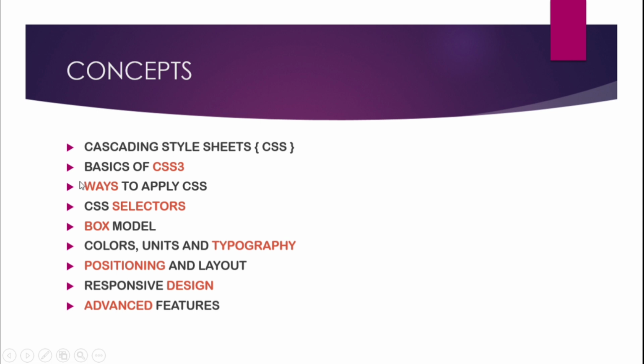First one is the basics of CSS3. Then we have the ways to apply CSS, how we can apply CSS to our HTML5 index.html page. Then we have the CSS selectors, box model, colors, units and typography, positioning and layout, responsive design, and advanced features. What are the advanced features that we have in the CSS?